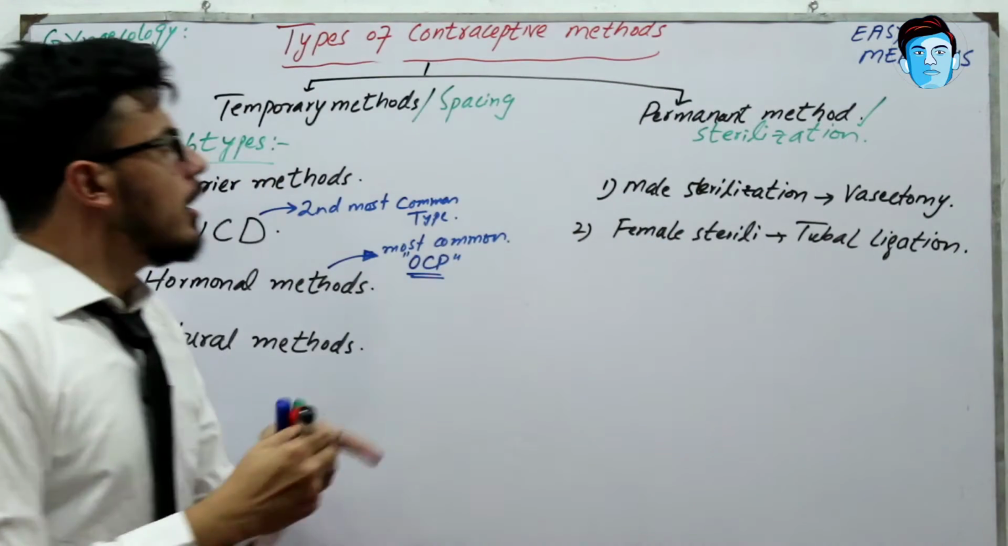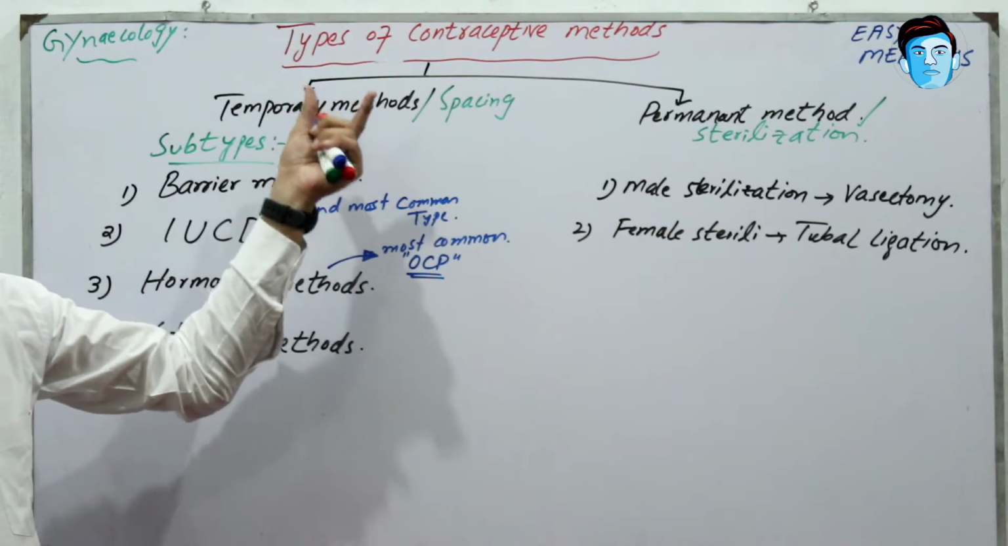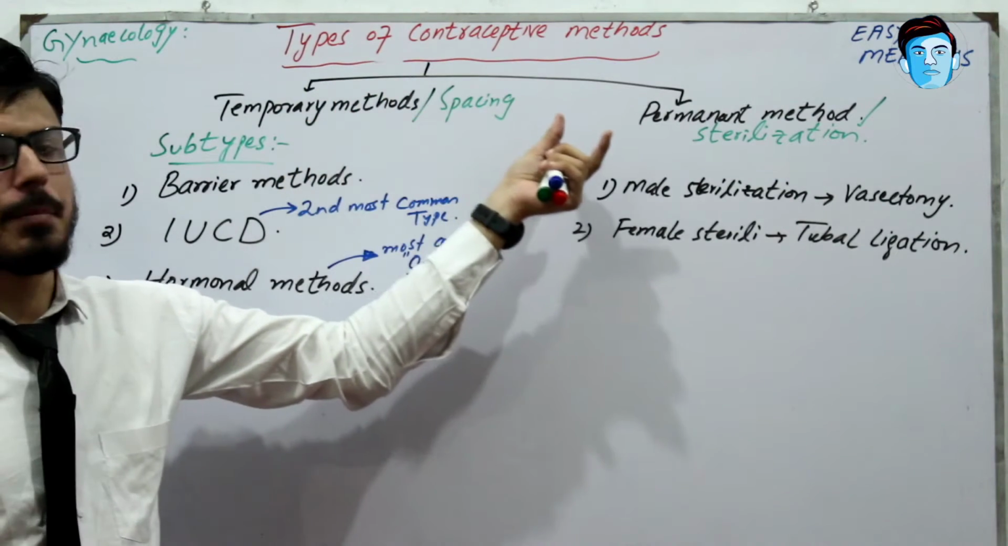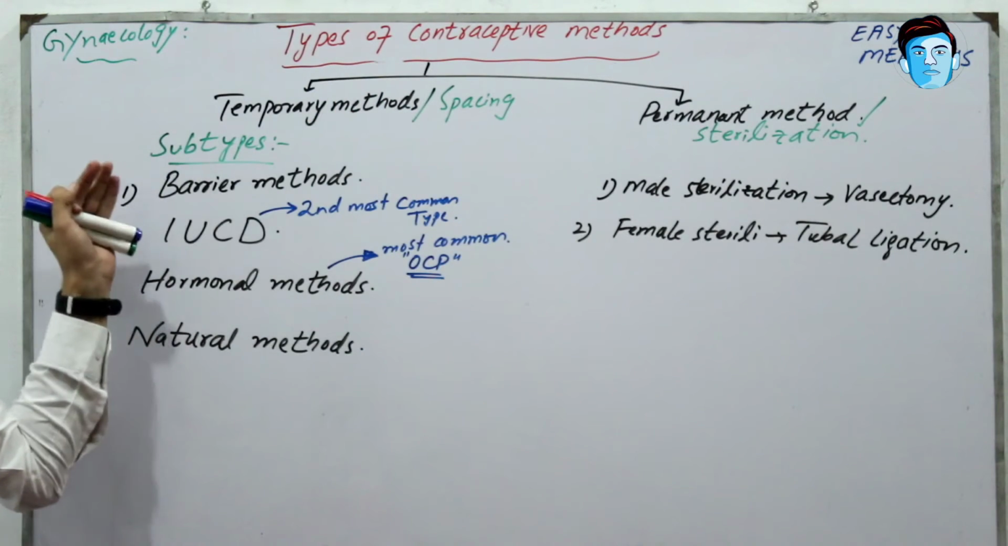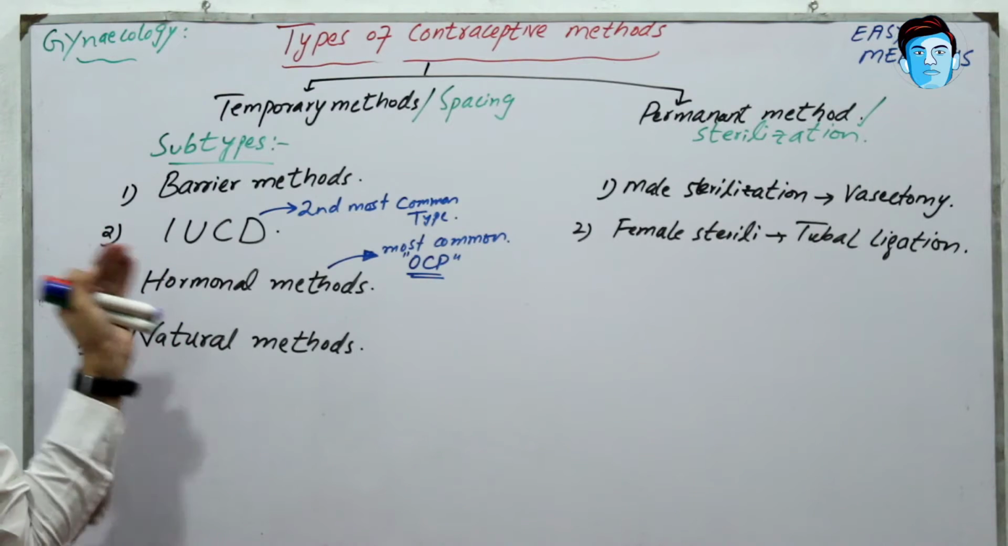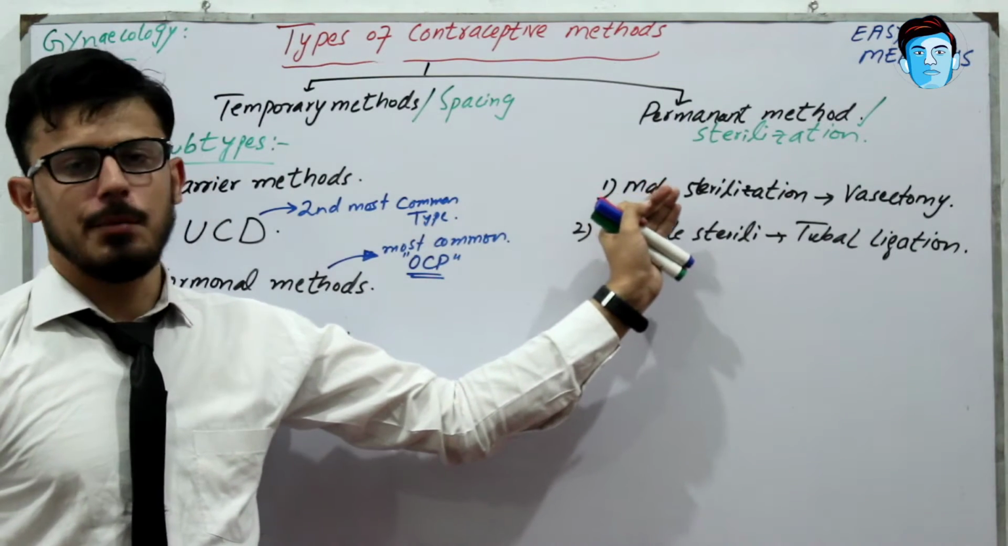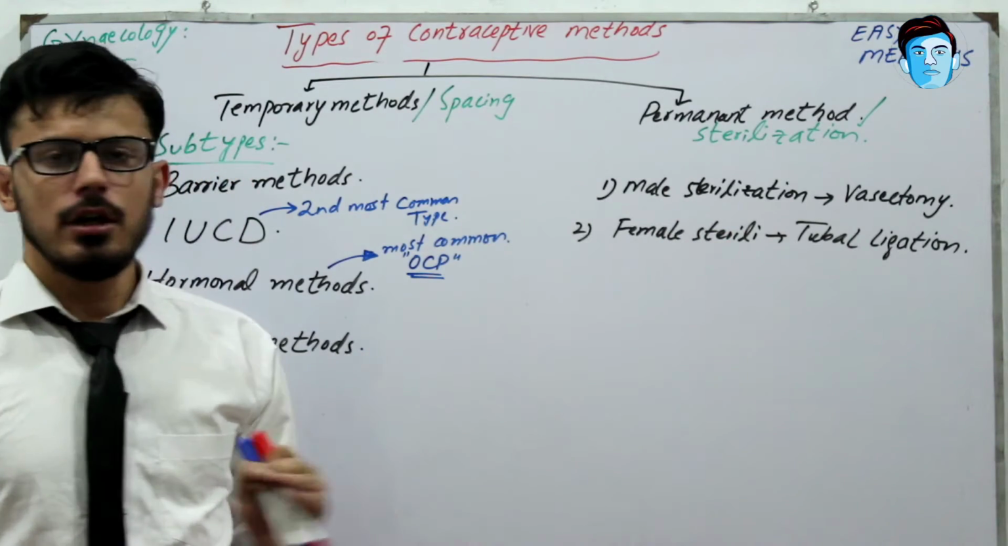So I repeat, the contraceptive method is divided into two parts, temporary method and permanent method. The temporary method consists of barrier method, IUCD, hormonal method and natural method, while the permanent method consists of vasectomy in male, while tubal ligation in the female.